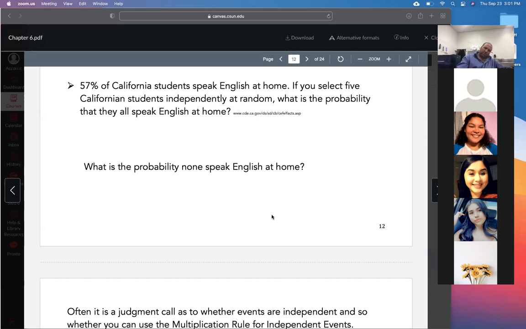Anyways, what's the probability that if you look at 5 California students independently, that they all speak English at home? What would that be? How would I compute that? It's no different than the previous problems. It's just you can't get a nice answer without a calculator, but I can still write it down. What would the expression be that I'm looking for? Anyone?